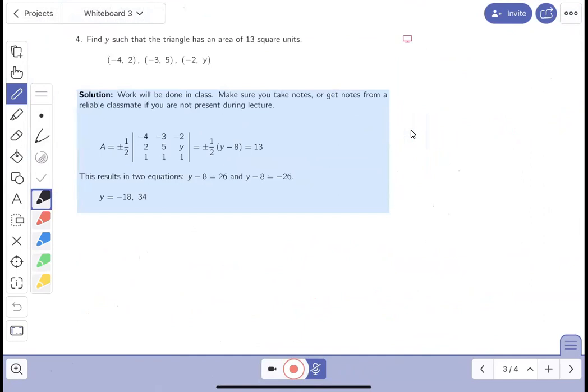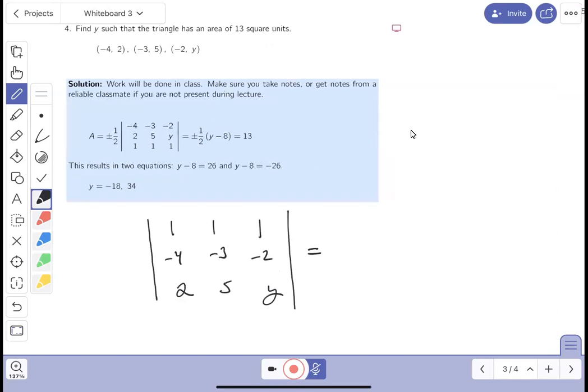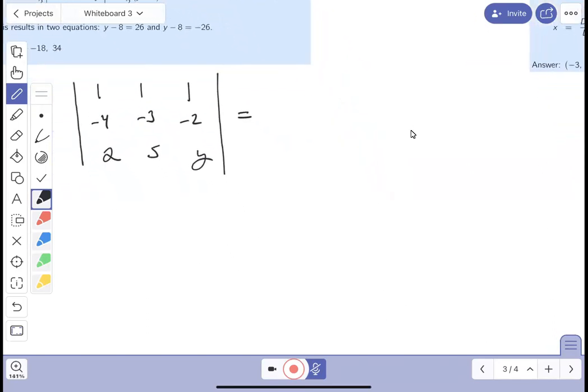All right, number 4, I'm not drawing a picture. I'm just going to go for it. All right, so I know what area looks like. They want an area. And let's write this down. I got determinant, 1, 1, 1. And then what do you get? Minus 4, 2, putting the points down, minus 3, 5, minus 2, y. And I want to compute this determinant. And I don't think it's too difficult to do. We'll read the question later, but I know it has something to do with determinant.